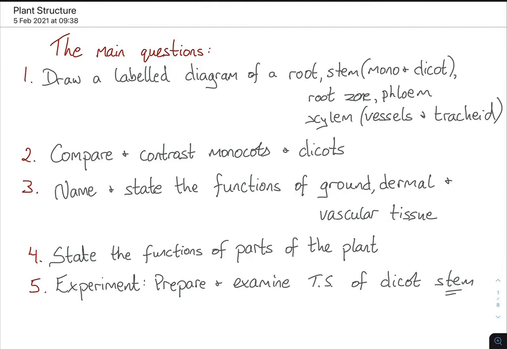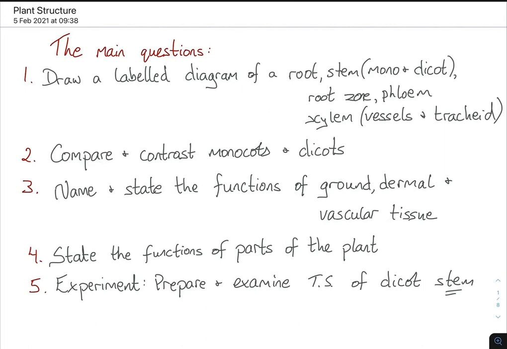So the main questions that you could be asked in this chapter are to draw or label diagrams of the following: a root, the stem, a monocot and a dicot. You could be asked for the root zones, phloem and xylem, as well as xylem, the vessels and tracheids, which are the subdivisions. In addition to that, you're going to be asked to compare and contrast monocots and dicots.